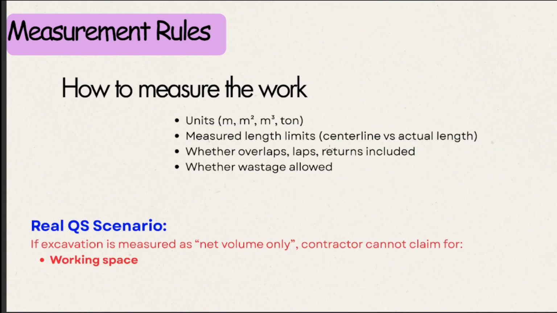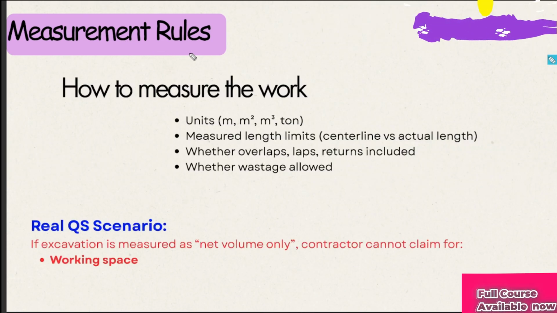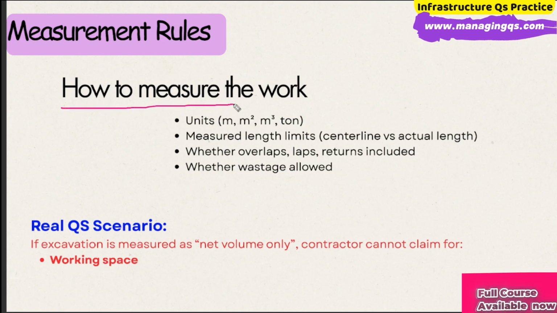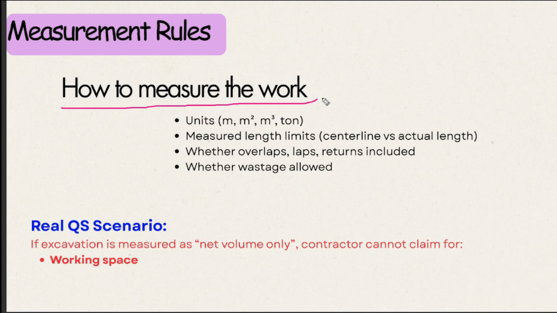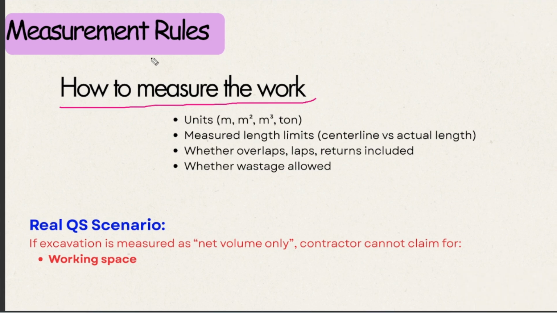First, we will discuss the measurement rule in the session. This measurement rule especially indicates in the session book how to measure the construction work. For example, class A, class B, class C, class D, like this. We have lots of classes. Each and every class indicates specific construction activities, infrastructure related things. In this case, measurement rules indicate how to measure the work.